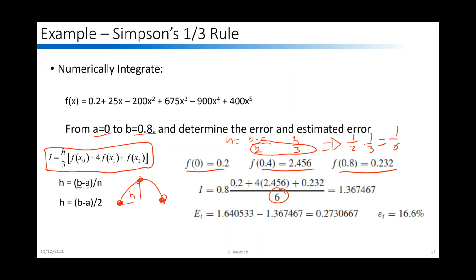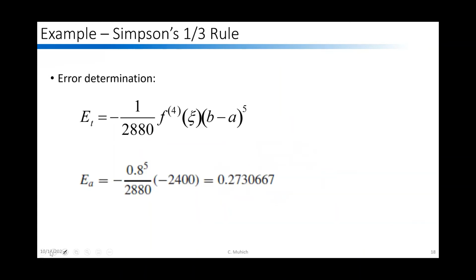Okay. So we can now look at what the true error of our system is. This is the true value of the integral 1.64 minus my estimated value of the integral 1.367. And this gives me an error of 2.73. Notice how we've come down significantly from the error in our trapezoidal rule, which was more like 50%. So now we're down to 16.